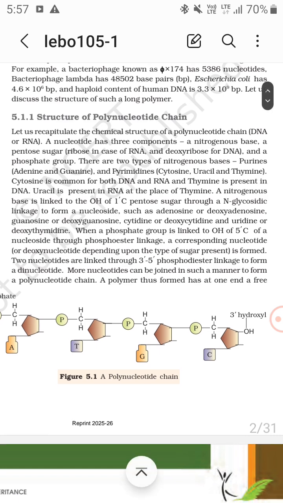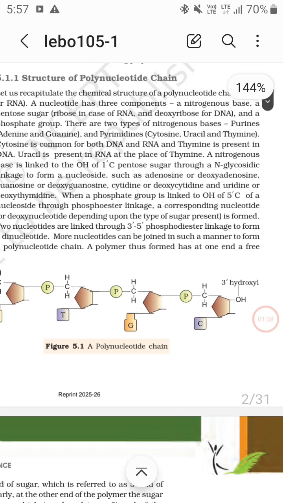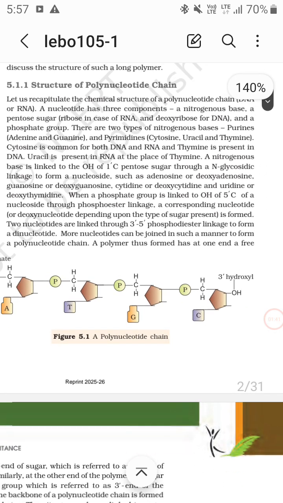Two nucleotides are linked through a 3'-5' phosphodiester linkage to form a dinucleotide. At the 1' position is the nitrogenous base, and at the 5' position is the phosphate group, so the 5' and 3' positions form the phosphodiester linkage. Continuing this gives a polynucleotide chain.